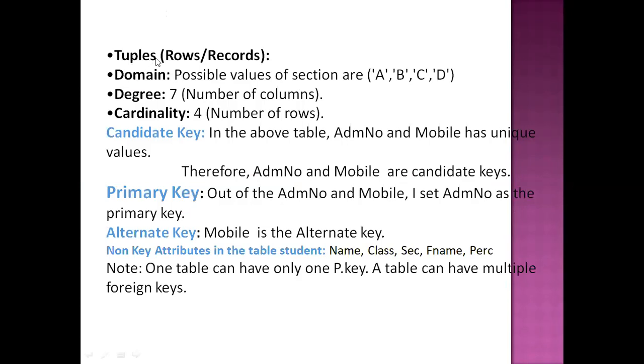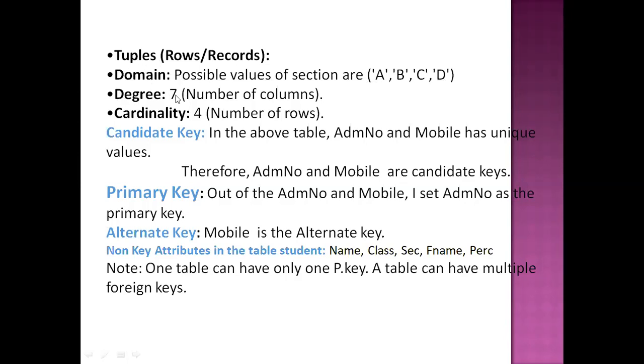And tuple, you know, tuple means row, record. The name is the same as a row and record. Don't confuse what tuples are. A tuple is a row, a complete record. Domain means the possible value selection, like A, B, C, D, the possible values which you can give as a domain. So that is a domain name.